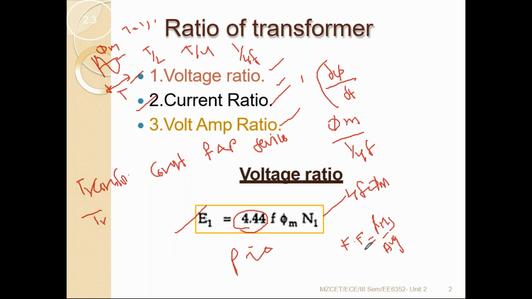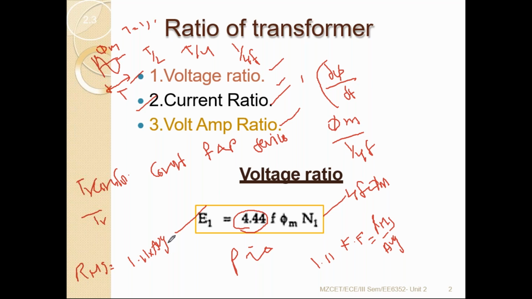Okay, this is the formula for form factor. Now the form factor value is 1.11. Now I need the RMS value of induced EMF. So RMS is equal to 1.11 into the average value.